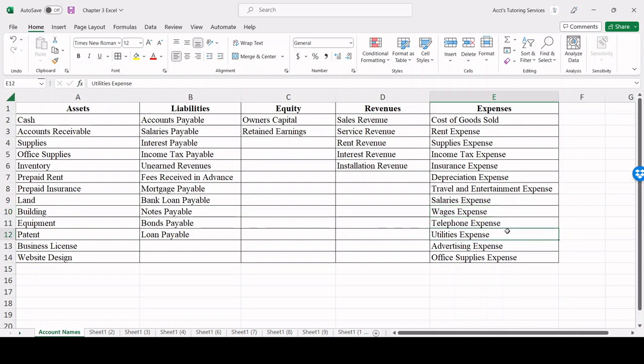That's the difference between salaries and wages. Telephone expense, utilities expense, advertising expense, and office supplies expense. Essentially, all of these are expenses that go directly onto the income statement, and they're a cost of doing business.